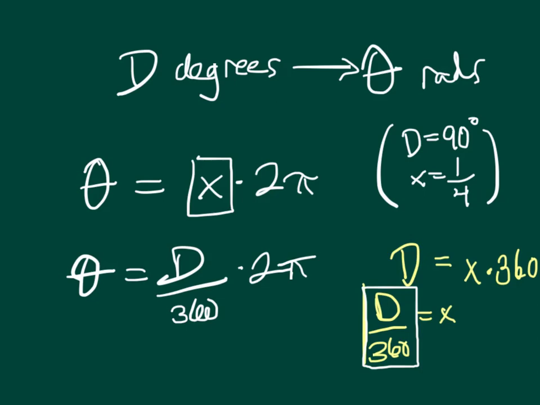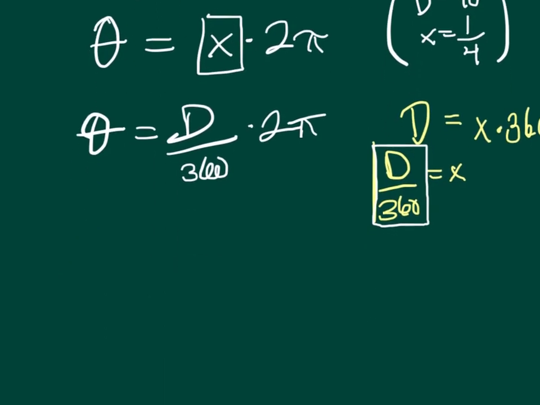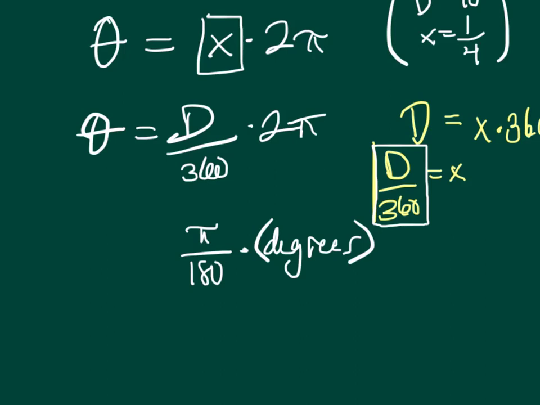I have a formula. You give me d, I'll give you theta. But usually it's written like this: pi over 180 times degrees. The given degrees will give us the same angle but measured in radians. Okay. Let's do an example.